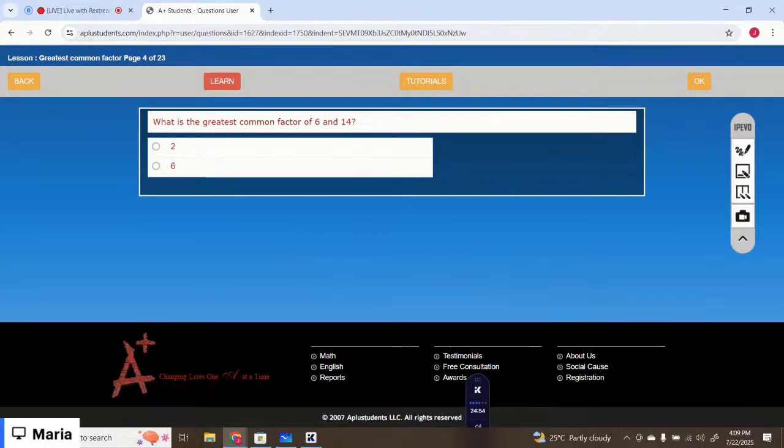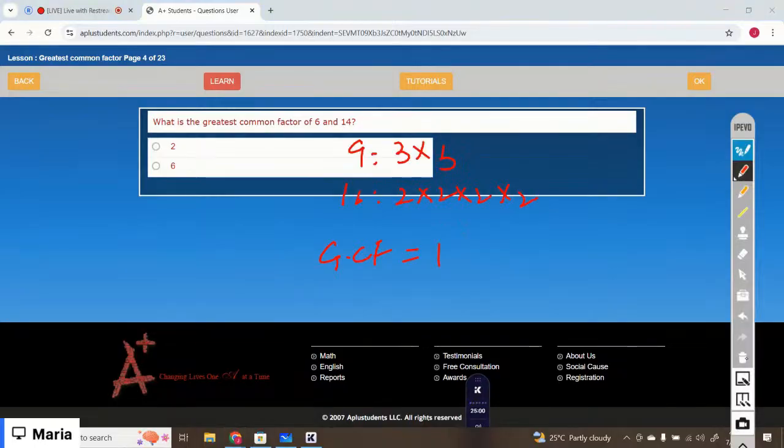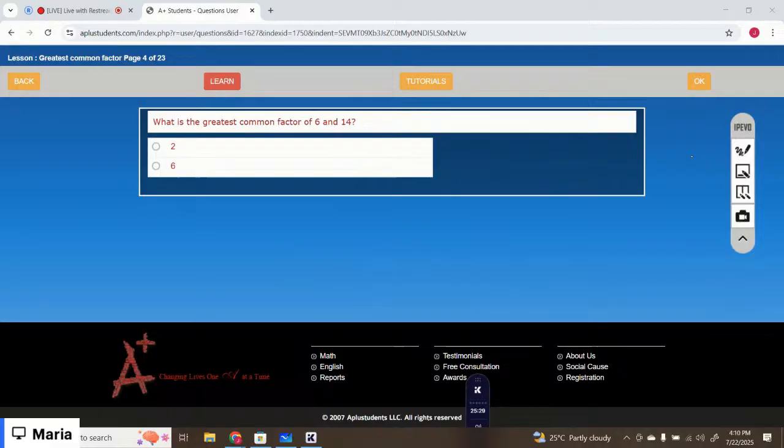What is the greatest common factor of 6 and 14? So let's just write down the prime factors of 6 and 14. 2 times 3. 2 times 7 is 14. So the greatest common factor is 2. Option number 1 is the correct option.